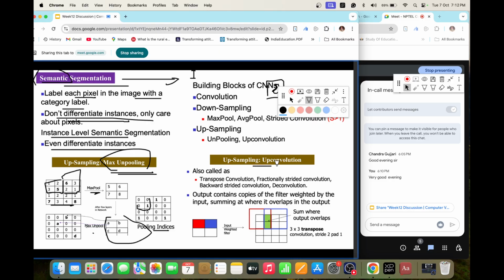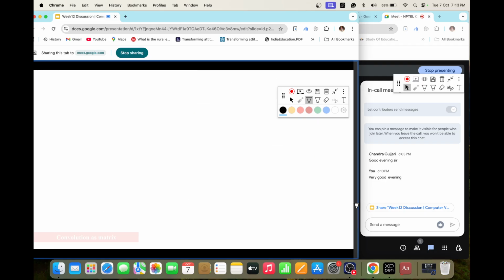There is also another upsampling method, called upconvolution. What is the difference? In upconvolution, you are also learning the parameters. That is the only difference from max unpooling: it is a learned strategy to upsample, not just the fixed strategy. The output contains copies of the filter weights scaled by the inputs, summing where they overlap in the output. I will discuss that in the question and answer session, so it will be much clearer.